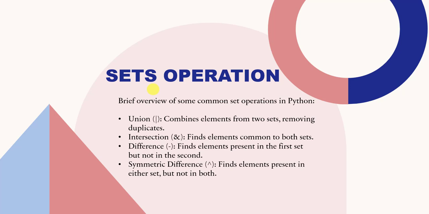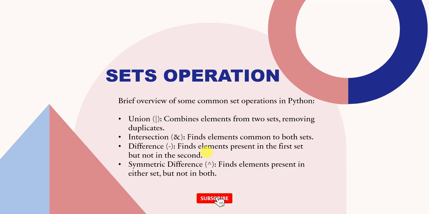Before that, we can check out some operations in sets. Here is a brief overview of some common set operations in Python. Our first operation is the union, which combines the elements from two sets and removes the duplicates. Next is the intersection, used to find the elements which are common in both sets. The difference operation will find the elements present in the first set but not in the second set. And the symmetric difference finds the elements present in either of the sets but not in both. We will see these operations one by one.